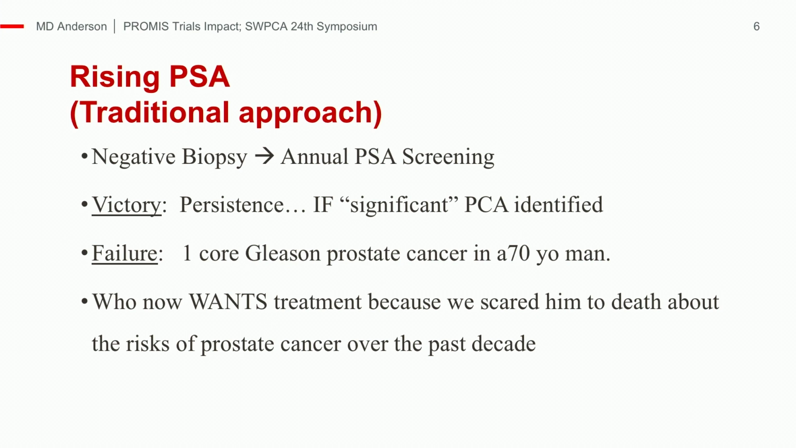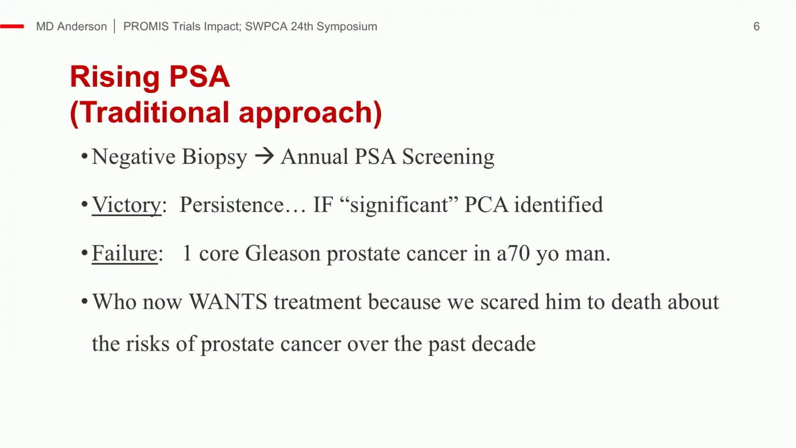A lot of failure in that we would eventually find 1 or 2 cores of Gleason 6 prostate cancer, oftentimes in a 70-year-old man or older, who we've just spent the past decade scaring about prostate cancer, telling him he has to come back next year for another PSA check and another biopsy, probably his 6th or 7th biopsy, finally find a little bit of prostate cancer, and now we tell him, it wasn't anything. I didn't need to put you through all of those prostate biopsies. That's a real failure of the system.